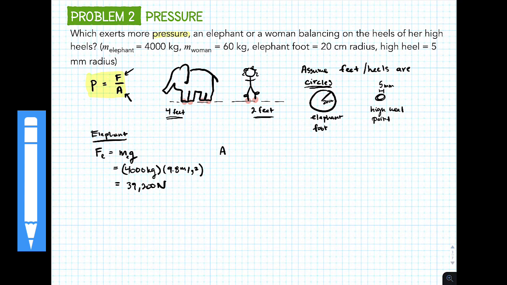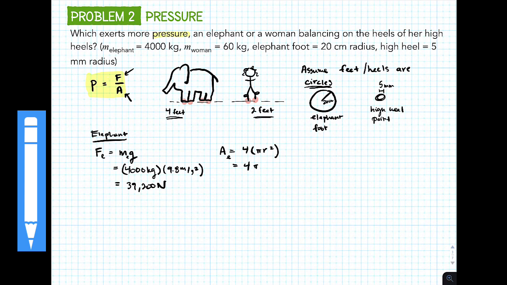The area of an elephant foot is the area of a circle times 4. So 4 times pi r squared. Remember, that's the area of a circle. 4 times pi r squared. Okay? And we can calculate that out.